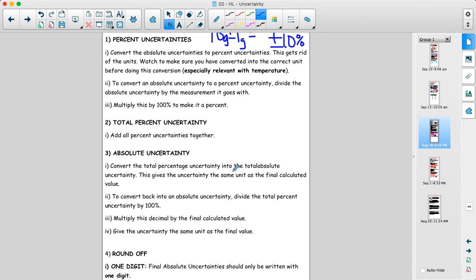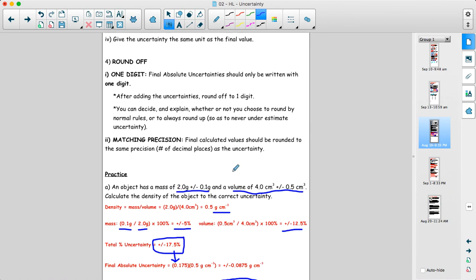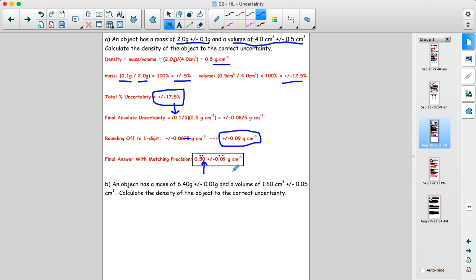So it is a bit of a pain. There are a lot of steps to it, but you're expected to know it for IB exam questions, and you're definitely expected to show that you can do that when you do your IA and you show your uncertainty processing.